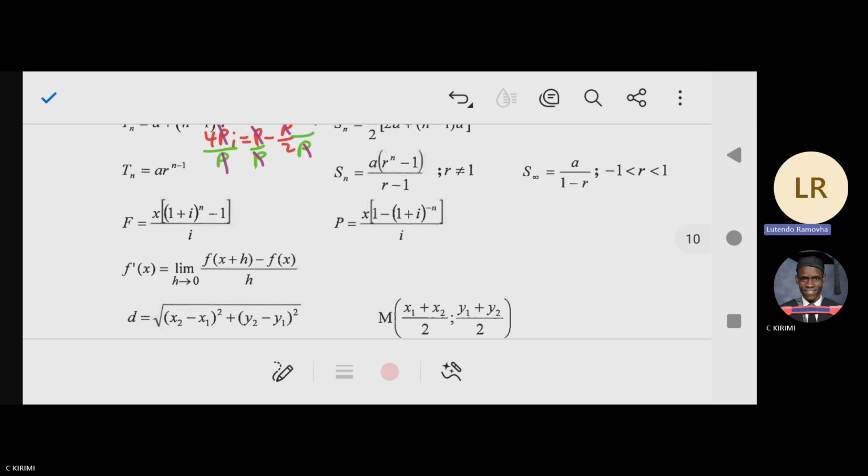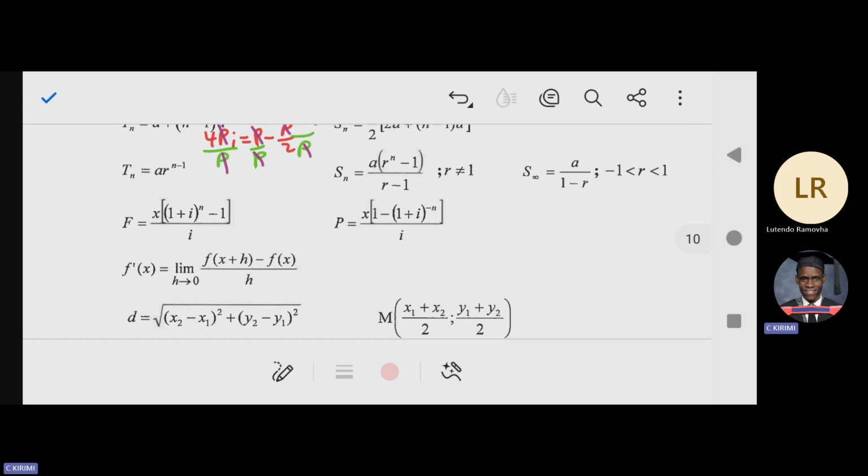Sir, can I please ask? Yes. The i in the formula, in both the future value and the present value formulas, do we put the interest rate there? Yes, that's the interest, on both the numerator and the denominator? Numerator and denominator, yes. Okay.